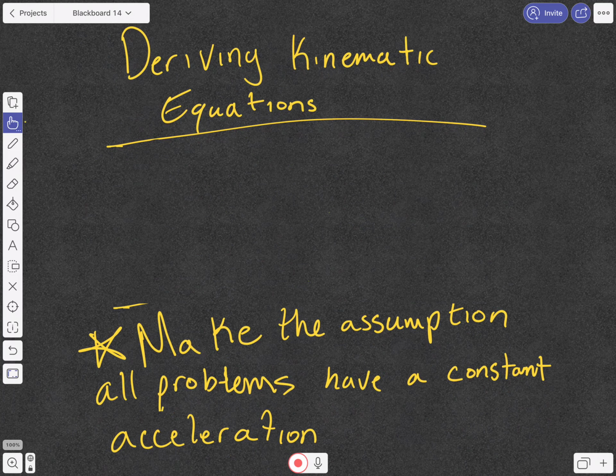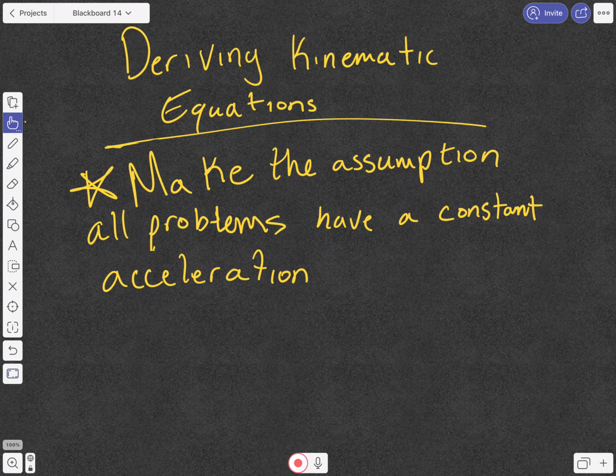So before we begin, I do want to make a caveat. We're going to make the assumption that all problems have a constant acceleration. That's going to make some of this a little bit easier. If you get into calculus and beyond, you can do a lot more with these formulas. But for what we're doing here, we're just going to touch on basic algebra. I don't want to get too far into it, so that's why we're going to have this caveat.